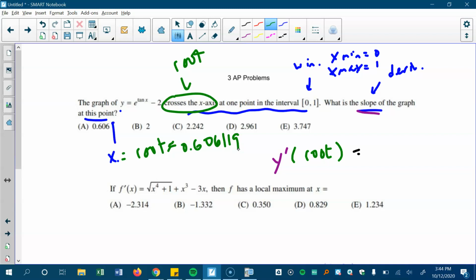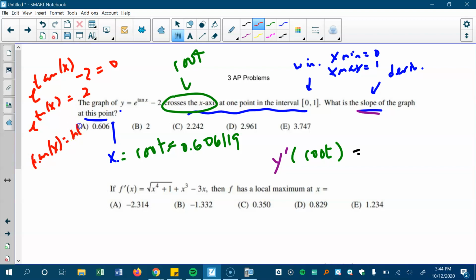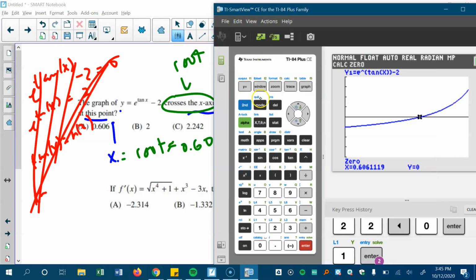One thing that students will do, and this just kills me every time I see this, is they do e to the tan of x minus 2. They set it equal to 0, e to the tan of x equals 2, and they take the natural log of both sides, and they say tan of x equals ln of 2, and then they do tan inverse. And it's not wrong, guys. It's not wrong, but it's supposed to be a very quick problem. So because it's supposed to be a very quick problem, we do not want to take the time to solve x by hand. It's a calculator problem. Use the calculator.